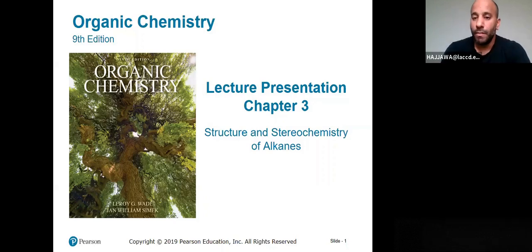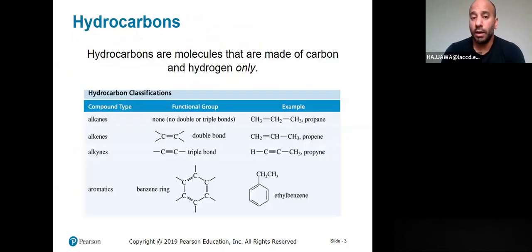Chapter 3, Structure and Stereochemistry of Alkanes. In this chapter, we will learn more about alkanes, and we will also be visiting the rules for how to name sophisticated alkanes beyond the straight chain alkanes.